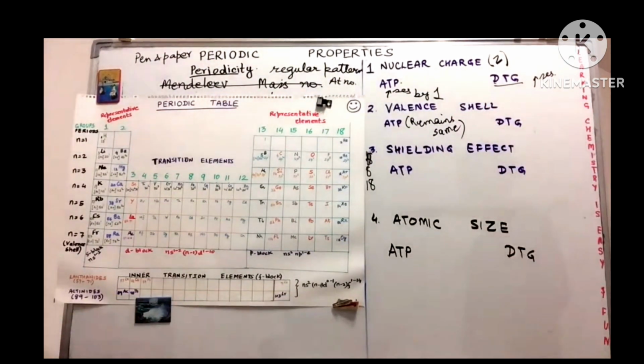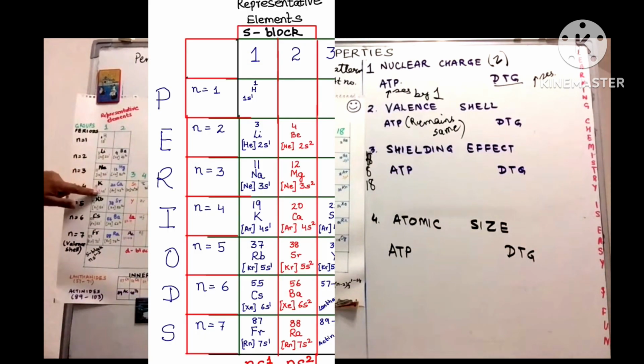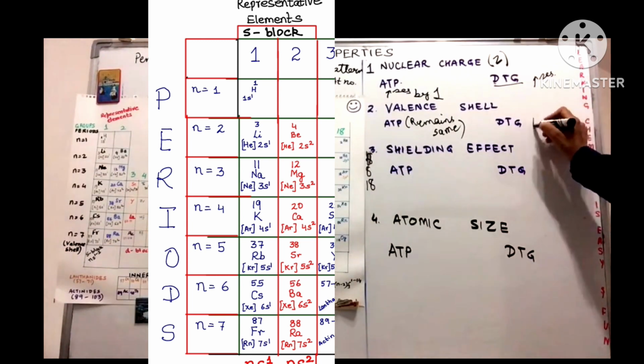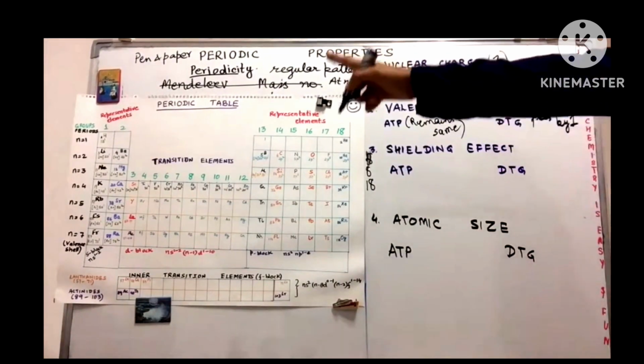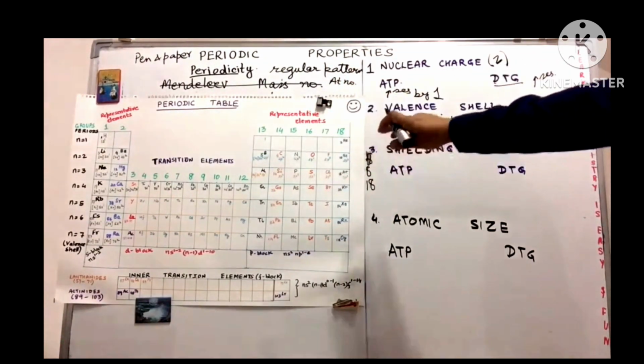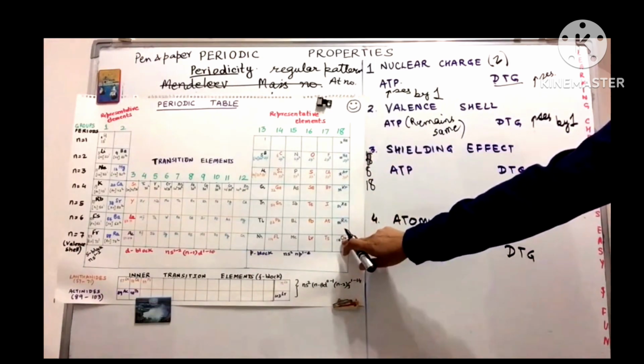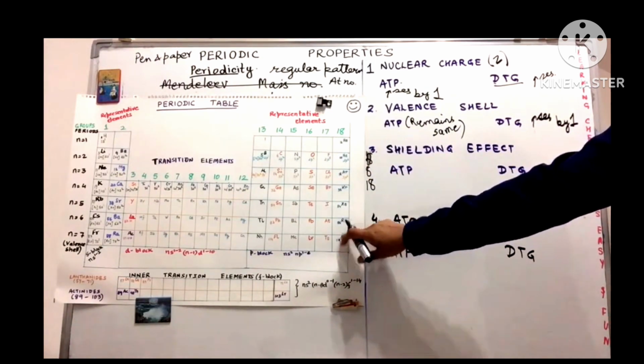Let's check about down the group. Go on. See the electronic configurations that you have written. If you've drawn a full periodic table, now you'll be able to relate to it and you'll find it very handy. So it's 1s1, 2s1, 3s1, 4s1. So what is happening to the valence shell as you're going down the group? Yes, it is increasing by 1.